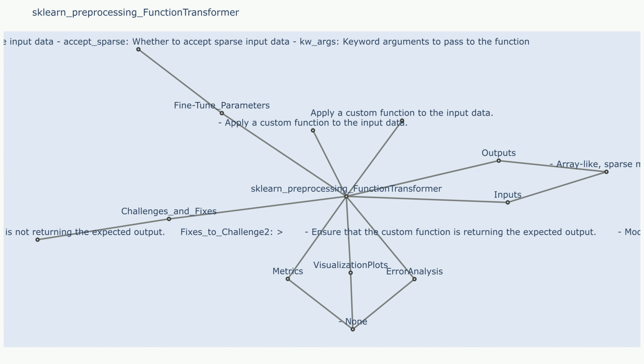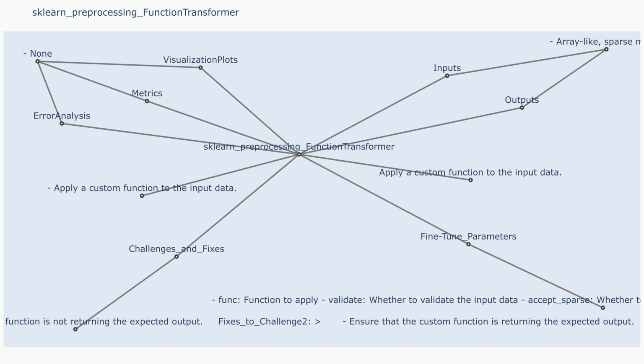Challenge 3: inverse function doesn't properly reverse the transformation. Sample use case that resulted in challenge 3: you might define an inverse function, but it doesn't correctly restore the original data after applying the transformation. Fixes to challenge 3: double-check your inverse function logic to ensure it accurately undoes the transformation performed by your original function. You can also use the check_inverse parameter to automatically check for valid inverse functions.